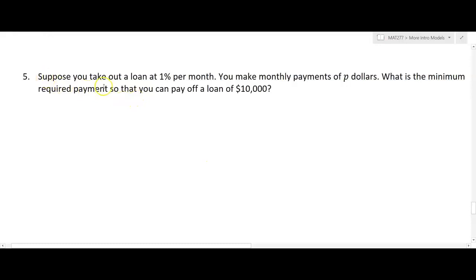In this last problem, suppose you take out a loan at 1% per month. You make monthly payments of P dollars. What is the minimum required payment so that you can pay off a loan of $10,000?